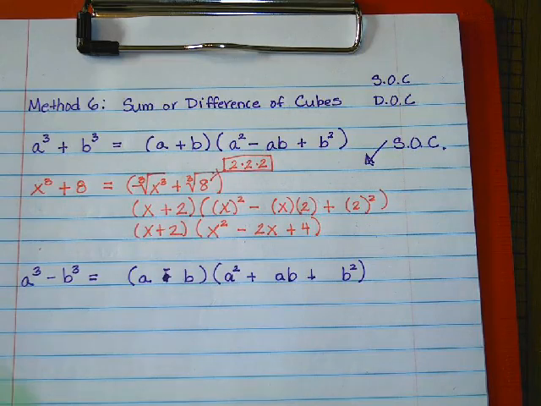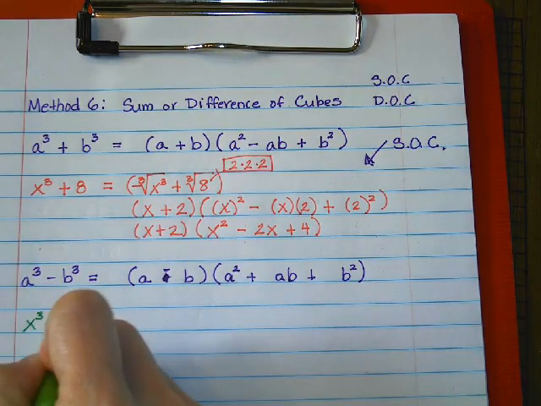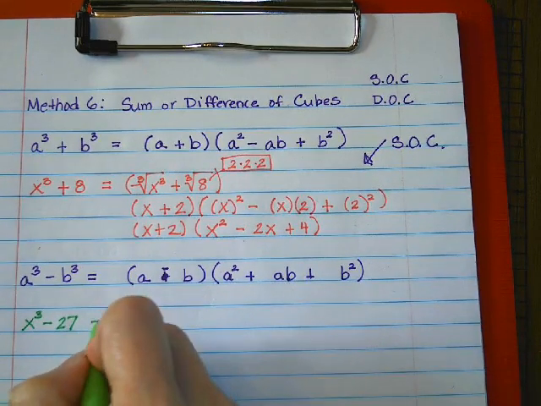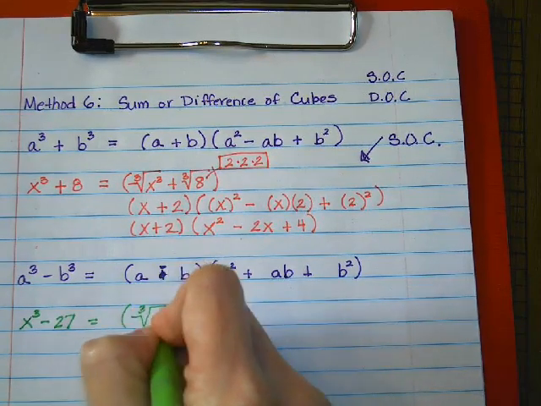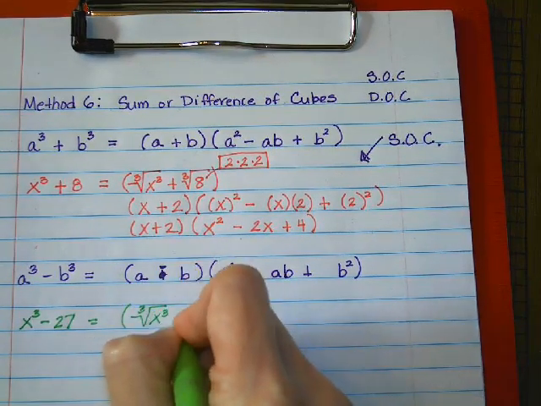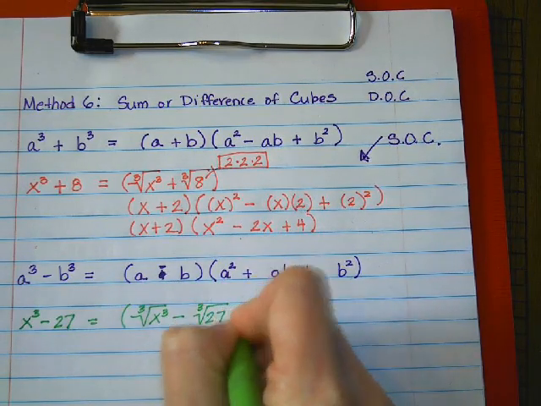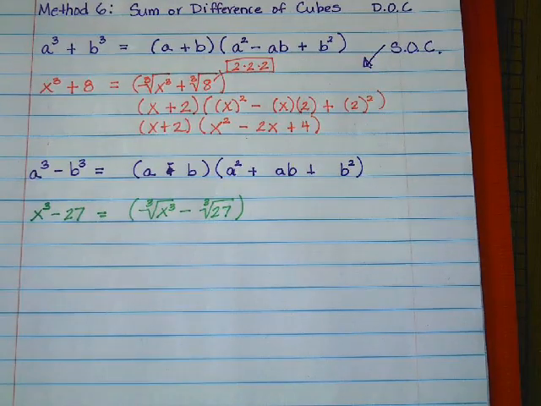All right, so now let's do an example. Let's do x cubed minus 27. All right, so what they're asking us to first do is find the cube root of x cubed minus the cube root of 27. That's what they're first asking you to do. So bring this up. You can still see everything.